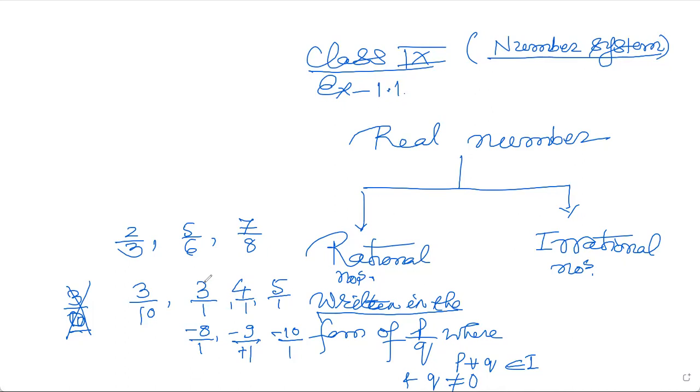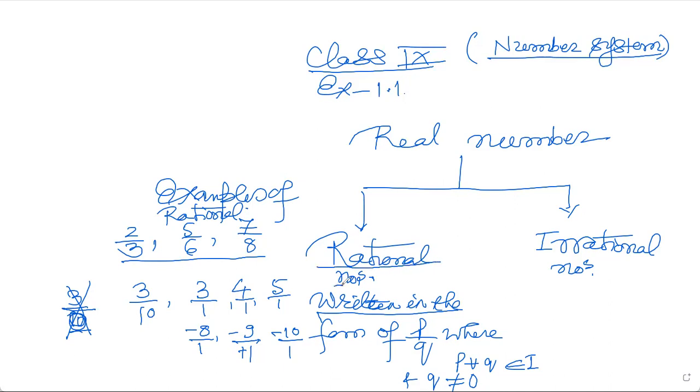So every time it can be expressed in the form of p by q, and if it is expressed in the form of p by q, where p and q both belong to integers and q is not equal to 0, those are all the examples of rational numbers. I think this is clear. But I said 3 upon 0 is not a rational number because denominator cannot be 0. Q cannot be 0. So this is all about rational numbers.